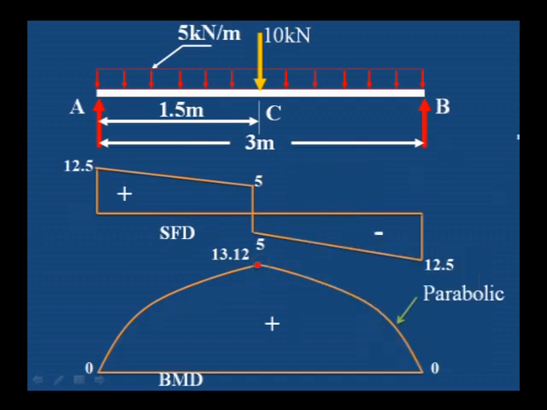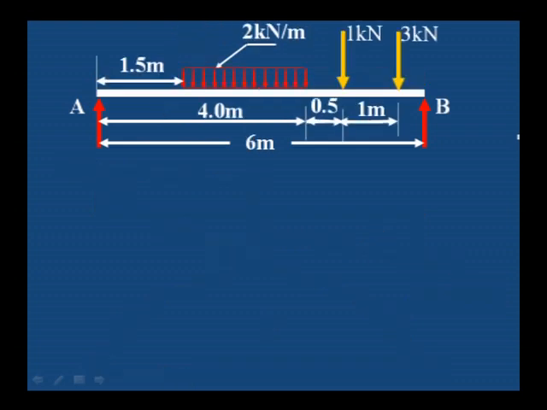This is the case in which it is a combination of uniformly distributed load and point load. Next one, let us take one more last example, which is having a simply supported beam. Centrally, two point loads are acting, 1 kilonewton and 3 kilonewton, and one more uniformly distributed load is acting at a distance of 1.5 meter from the support A.